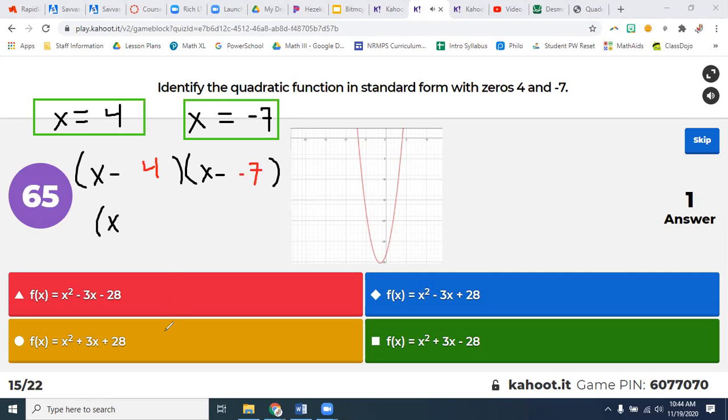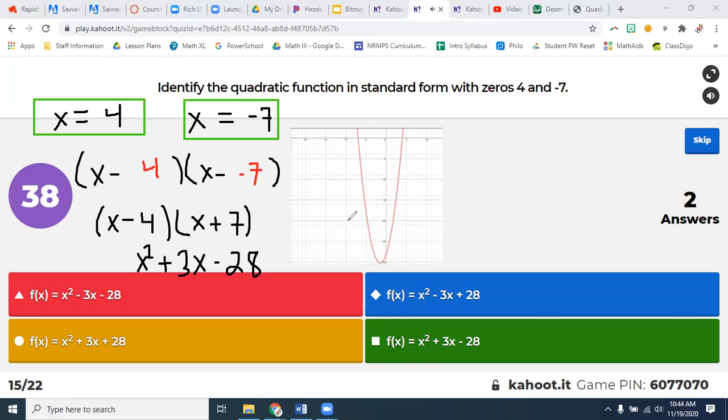Okay, still not the answer they're looking for. They want it in standard form. So you have a FOIL, plus 7. Negative 4 plus 7 is 3x. Negative 4 times, I need to work this out. Okay, there's the answer. Let me show you how I got this. Let me remind you what FOIL looks like.